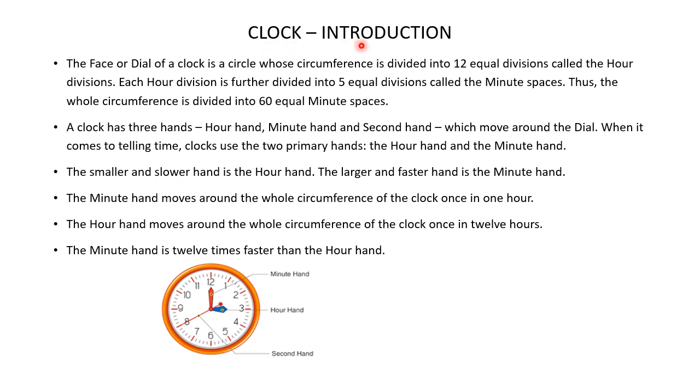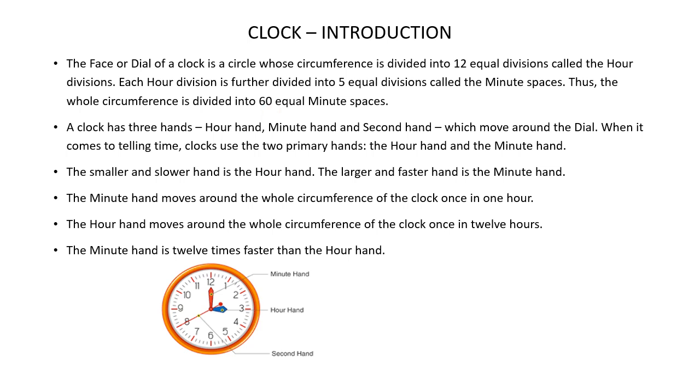Here is a brief introduction to clocks. The face or dial of a clock is a circle whose circumference is divided into 12 equal divisions called the hour divisions. Each hour division is further divided into 5 equal divisions called the minute spaces. Thus, the whole circumference is divided into 60 equal minute spaces.